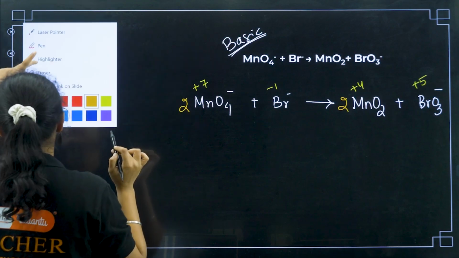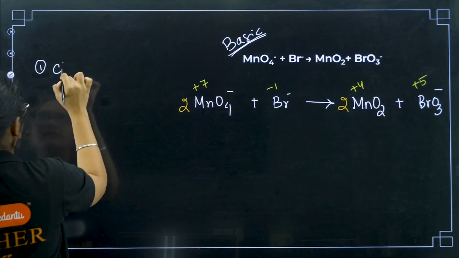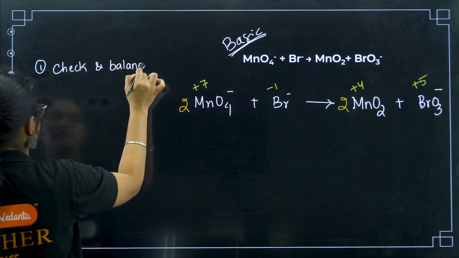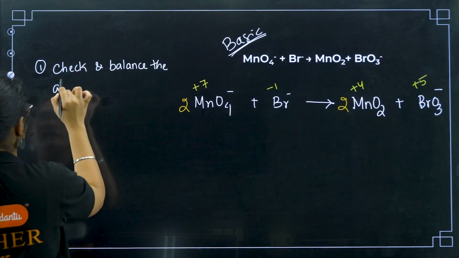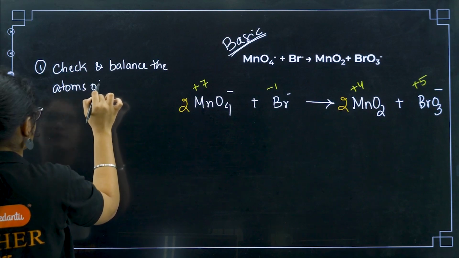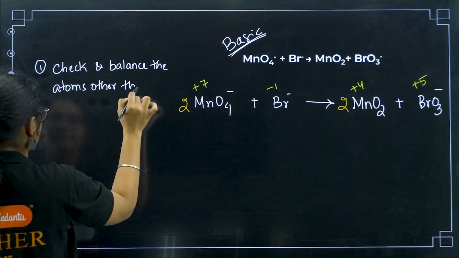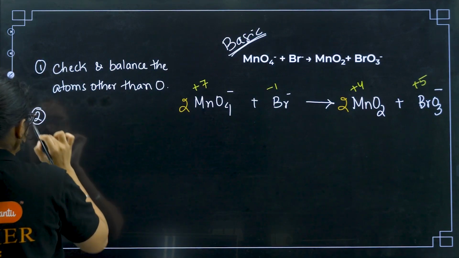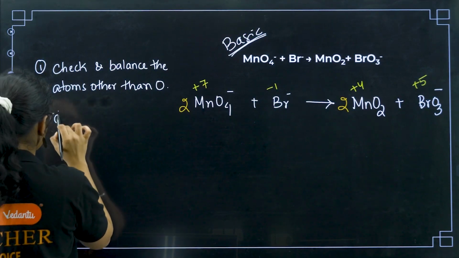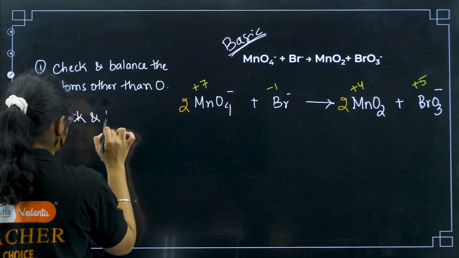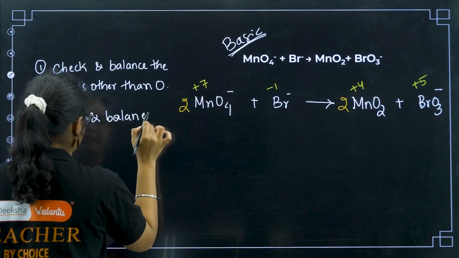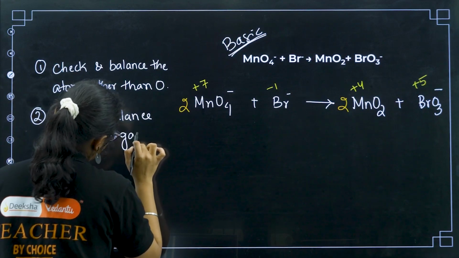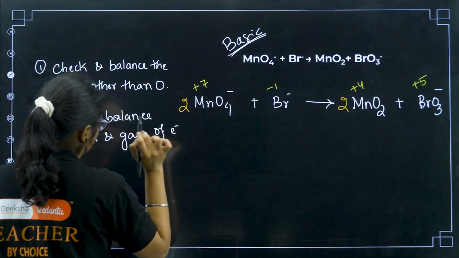The first step that you need to do is to check and balance the atoms other than oxygen. Okay. After this, what you need to do? After this is done, you need to check and balance the loss and gain of electrons.